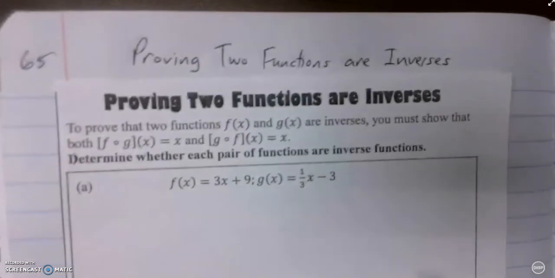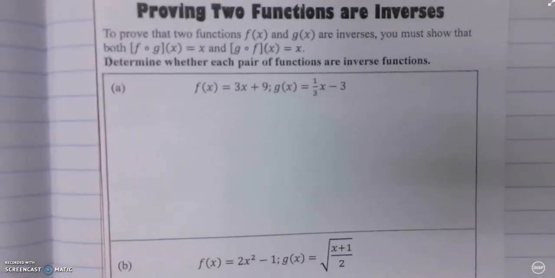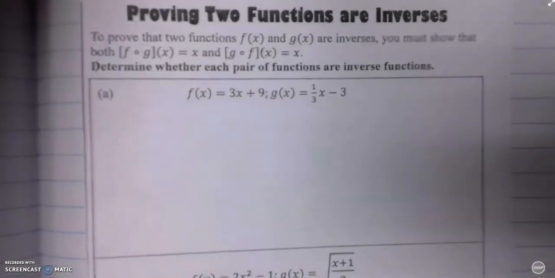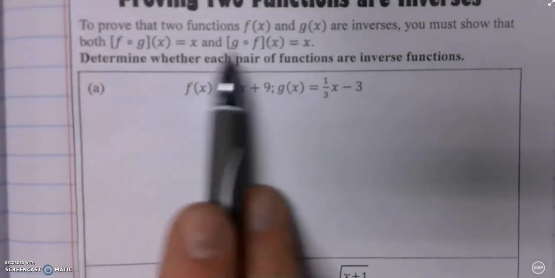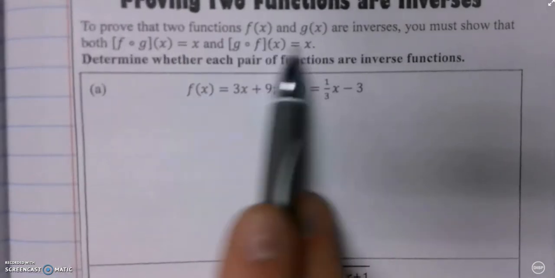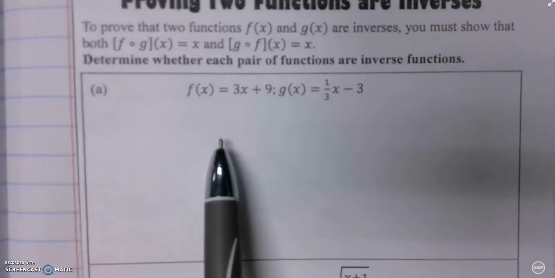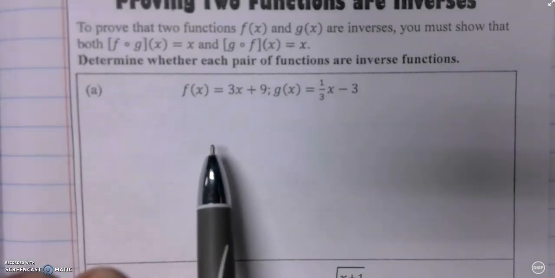So the task, again, I'm going to pull this off the paper while we're working with it. The task quite simply is to determine whether each pair of functions are inverse functions. So what I need to do is find f of g of x, and find g of f of x. And if they're both equal to x, then I'm going to say they're inverse functions. And if they're not both equal to x, then those are not inverse functions.